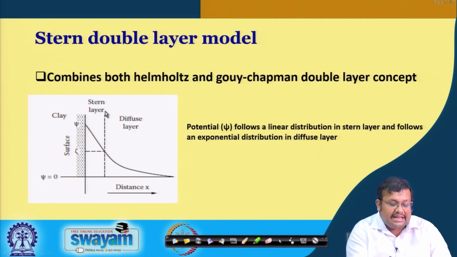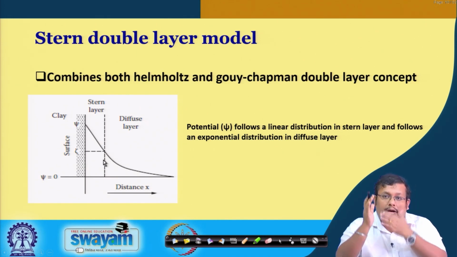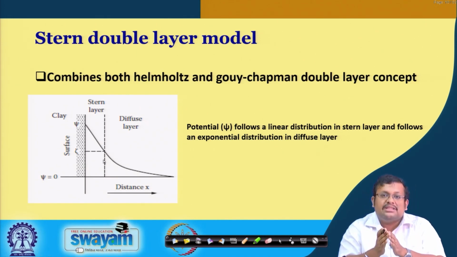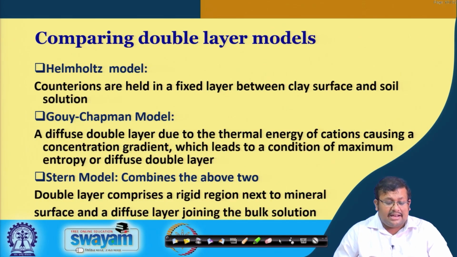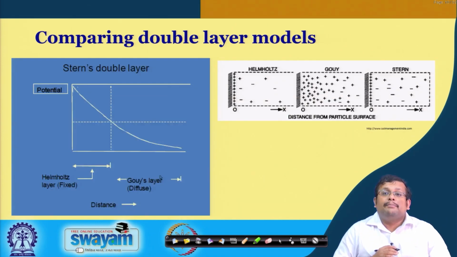One thing is clear, it is basically a combination of the Helmholtz layer as well as the Gouy-Chapman layer. In the Helmholtz layer, the counter ions arrange themselves at a specific distance from the surface. However, in the diffuse layer, the ions were diffusing away with the increase in distance. So, the Stern double layer model shows a combination of both the Helmholtz layer as well as the Gouy-Chapman layer.